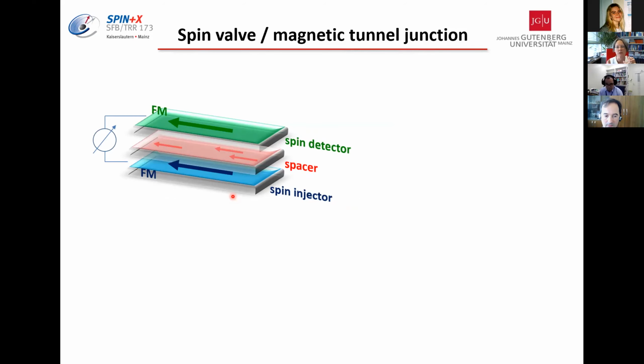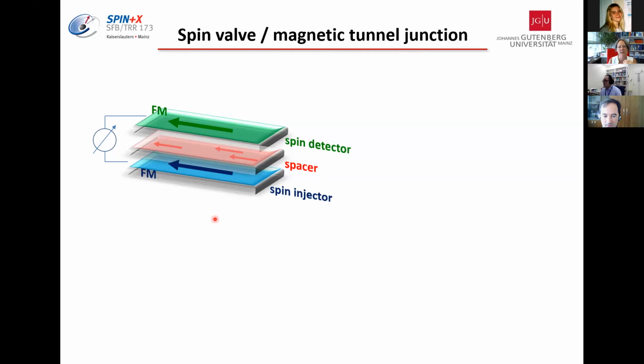Which terminology is correct depends on whether the spacer between two ferromagnetic layers is a semiconducting or an insulating spacer. So this is how it's composed. Usually you have a ferromagnetic layer, which is called a spin injector, and we have a spin detector, which is also a ferromagnetic layer, on top, and in between is the spacer.